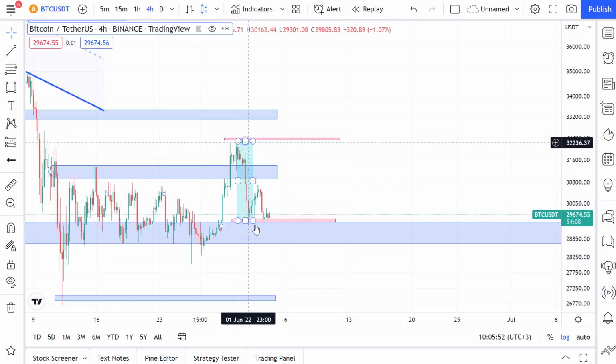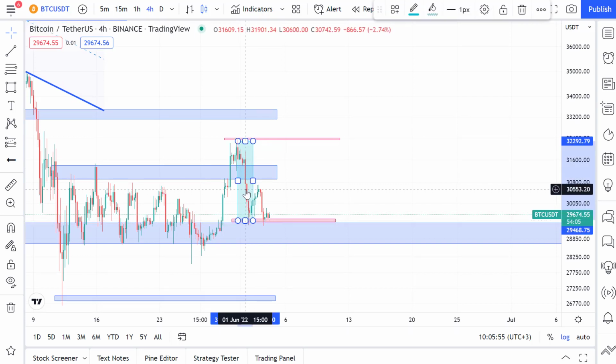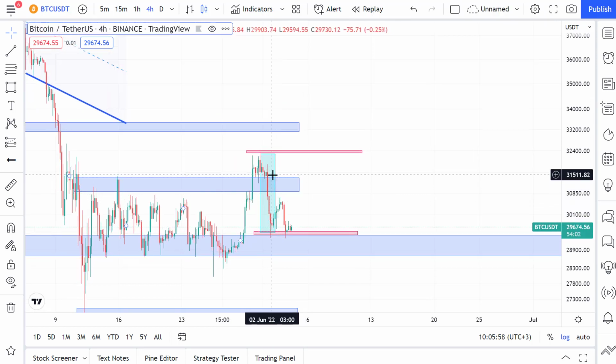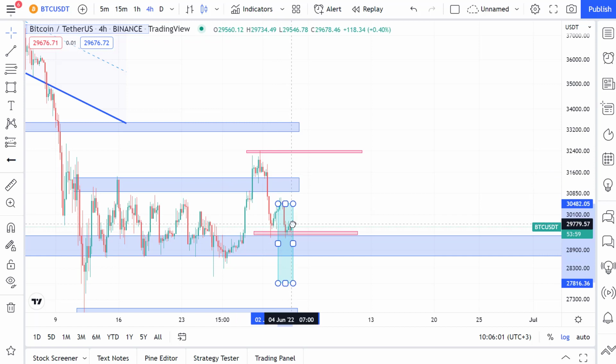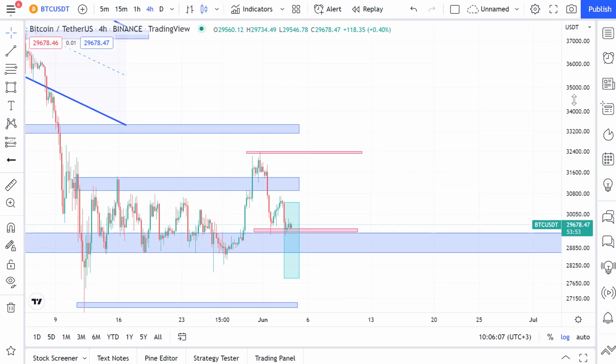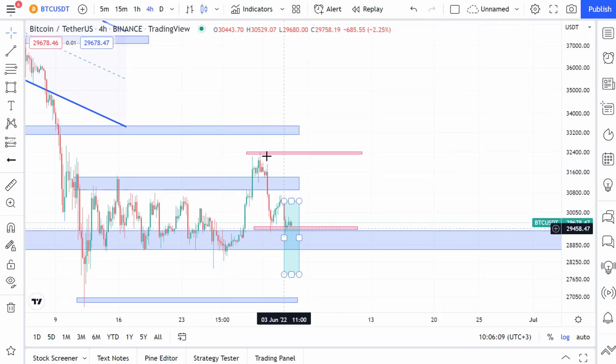We could have a correction up to these zones. But if it wants to continue the trading range, I told you before in my analysis that it has made these two lines. But what I think, as I told you about Bitcoin before, it's going to be bearish in the long term. Not in the long term, but for example, maybe in the next month. And Bitcoin can see 20,000 again.